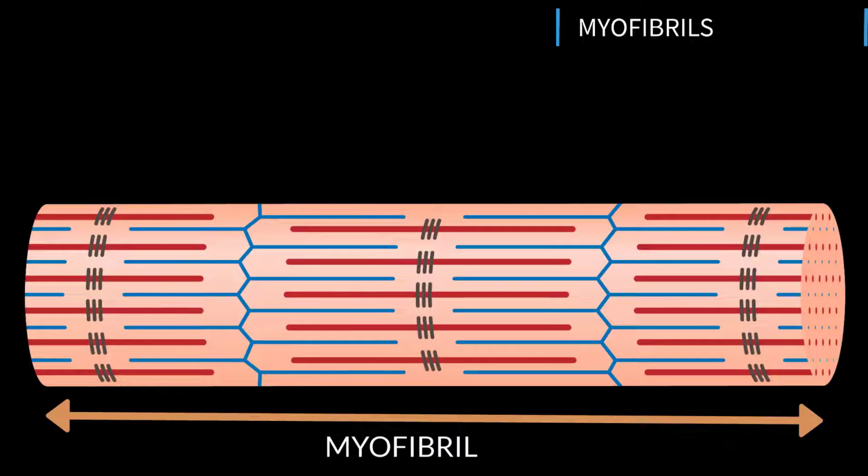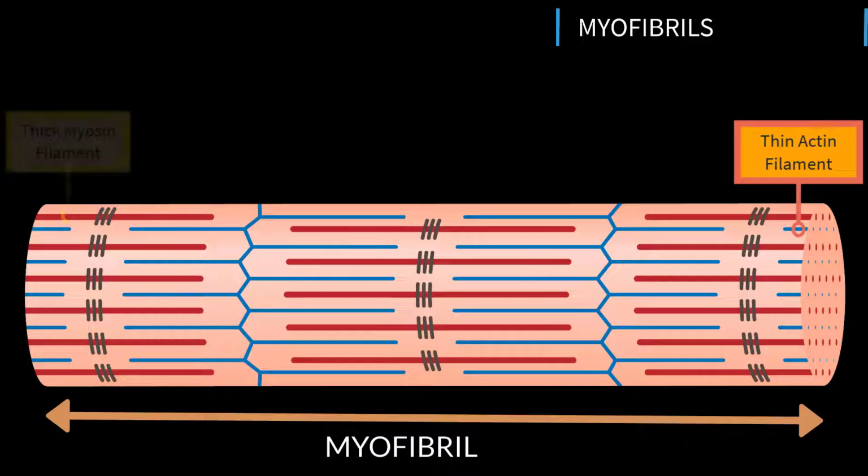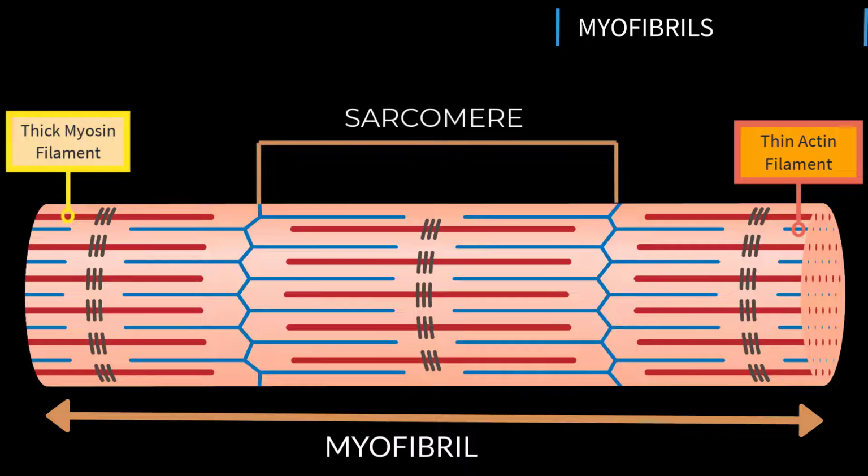Within myofibrils, you will find smaller protein structures termed filaments or myofilaments. The myofilaments directly involved in skeletal muscle contraction are the thin or actin and thick or myosin filaments. These filaments do not extend the entire length of a muscle fiber, but are arranged in compartments called sarcomeres, which are the basic functional unit of a myofibril.